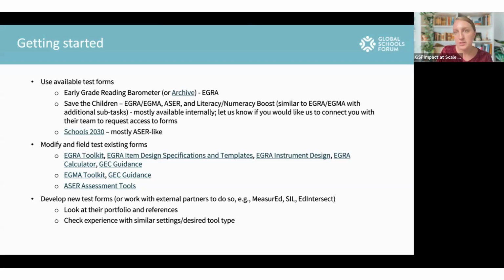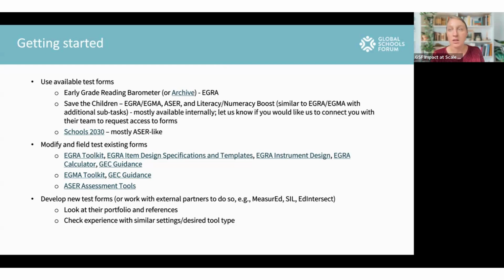In some cases, depending on the country you're in and the language that you're using, there may be test forms that are already available for free for you to use. So the Early Grade Reading Barometer website has a lot of examples of EGRA assessments. I think the website is offline now, but I've linked an archived version here that hopefully would help you access that content if you need it.